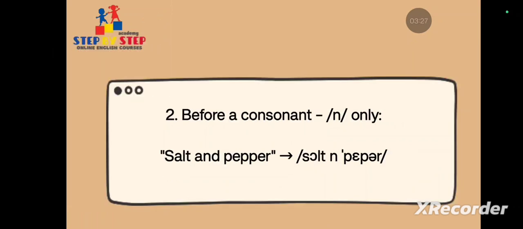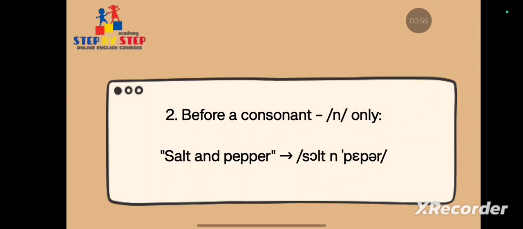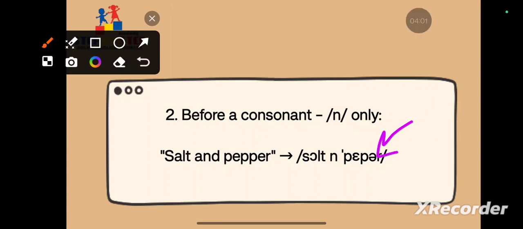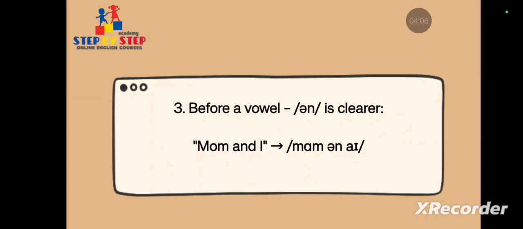Okay, we have another rule, which is when "and" comes before a consonant. When "and" comes before a consonant. So salt and pepper. Pepper here, the P sound is a consonant sound, so you make "n". Salt 'n' pepper. You link the words. Salt 'n' pepper. Okay. Again, make sure you pronounce R correctly. Okay? Let's move to another rule.